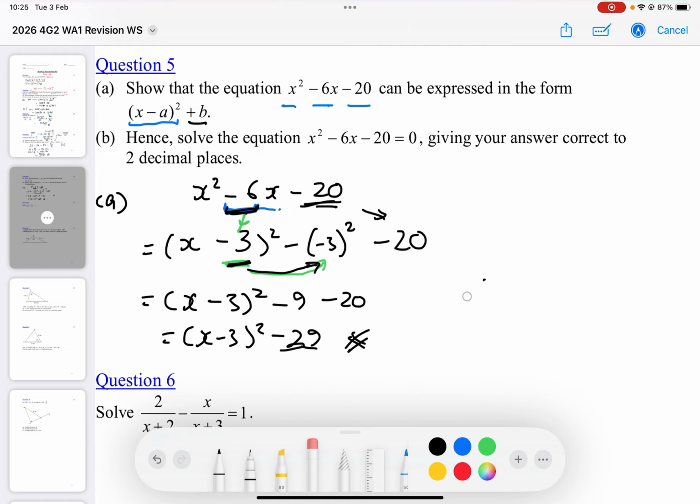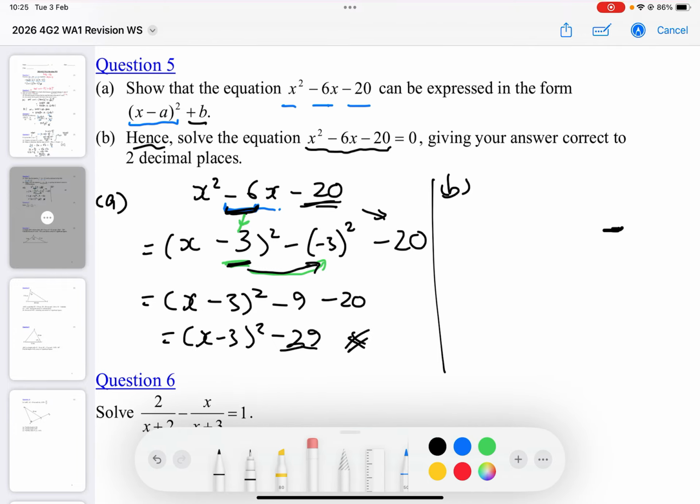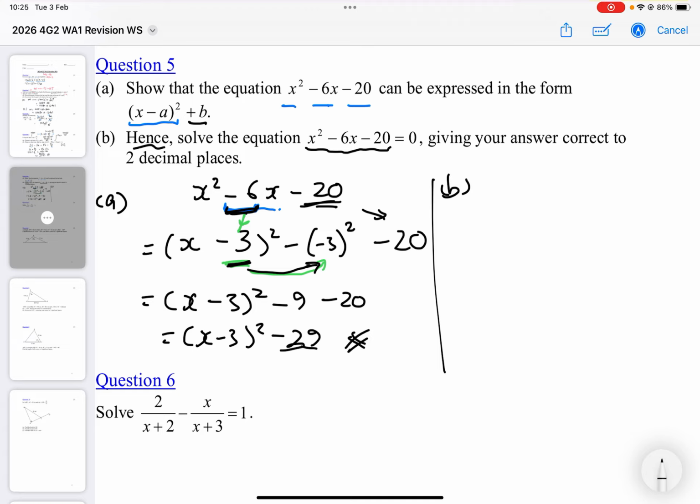Then for part B, when we are solving the equation, they will always ask you to hence solve. So hence means you have to use part A answer. You see this equation that they give you, the left hand side is exactly what you dealt with just now. Meaning you want to use the part A answer, you will be replacing the whole left hand side with what you did just now.